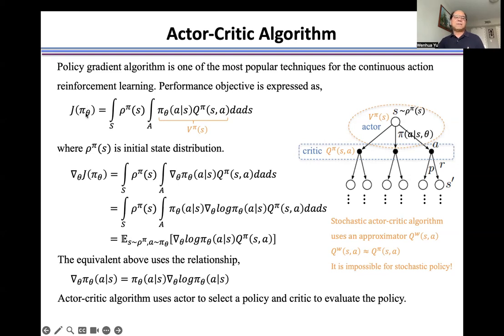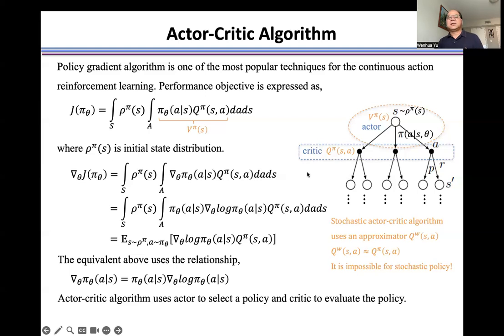To use the gradient method, we need to calculate the gradient of the objective function. Since the state distribution is not a function of theta, we can directly calculate this one. To express this integral as an expectation, we use a relationship here to change the integral, and then since this state S is sampled from rho, and this action is sampled from this policy distribution, we can change to the expectation formulation.